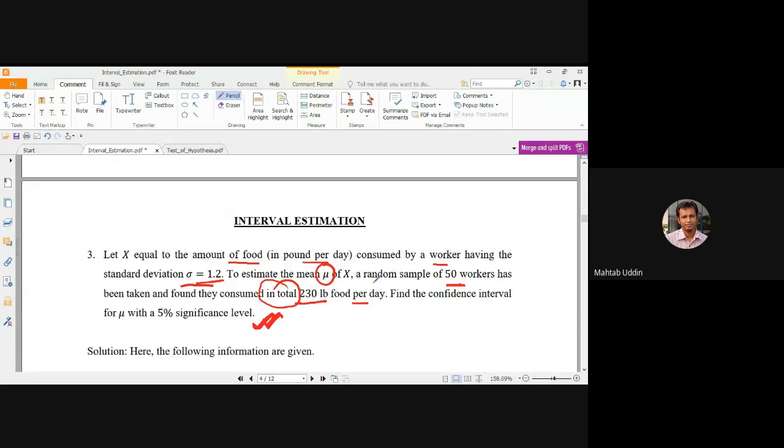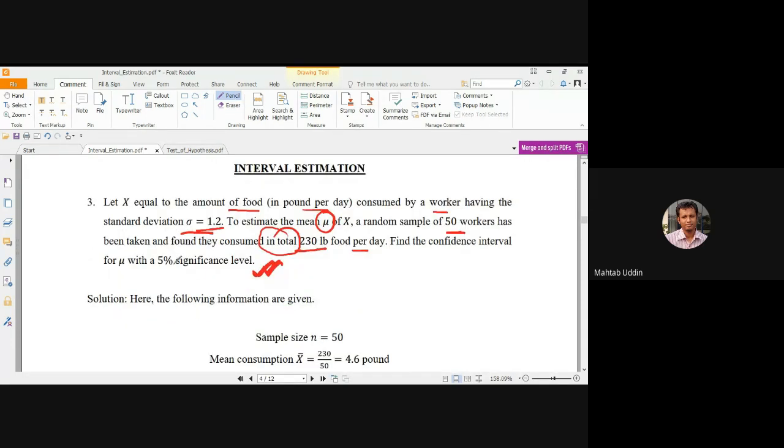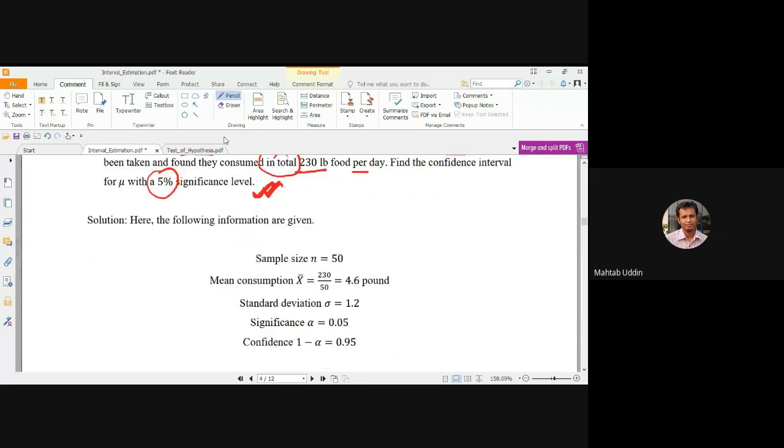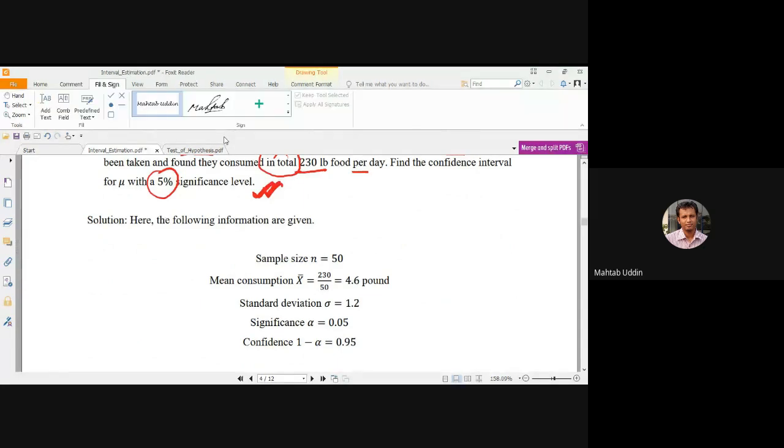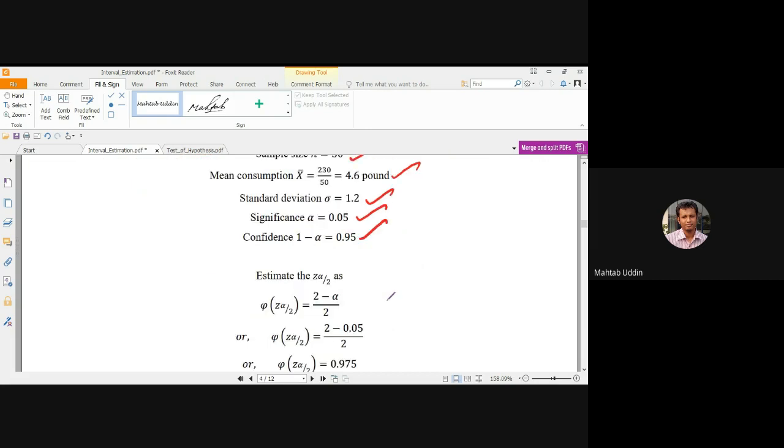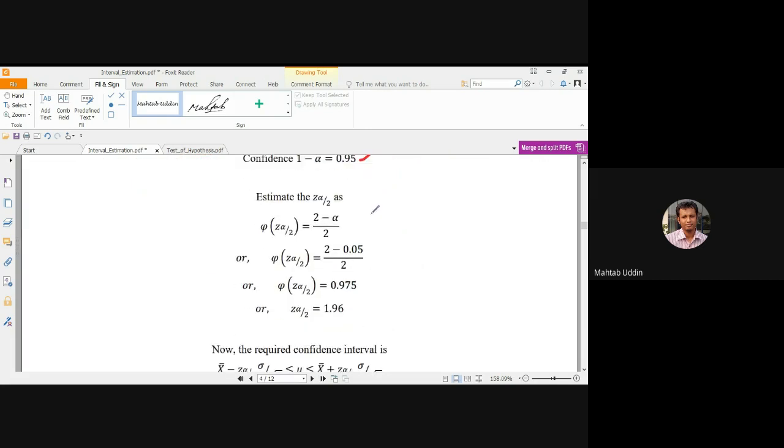Okay, and the significance is taken as 5%. Okay, so what is the information? Sample size is 50. In consumption, they consume total 230 pounds, and there are 50 people, so 4.6 pounds. Standard deviation is given. Significance is this. Confidence is this. All information is in our hand. So we have to go this way.